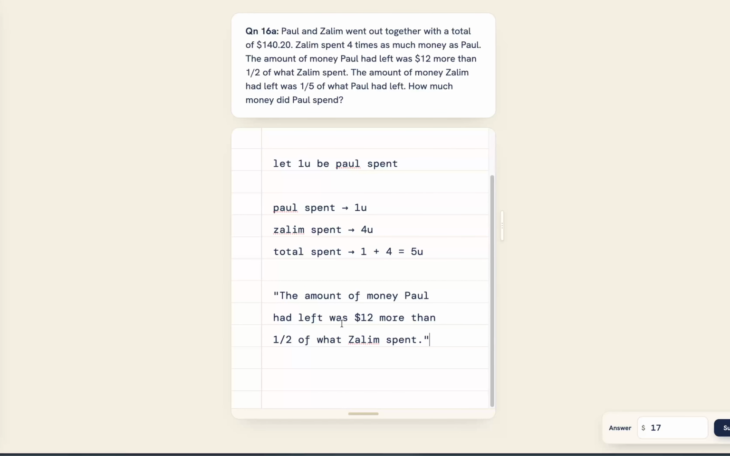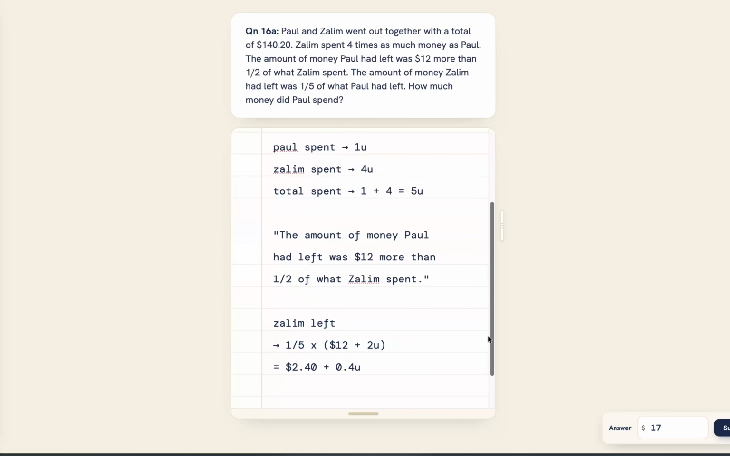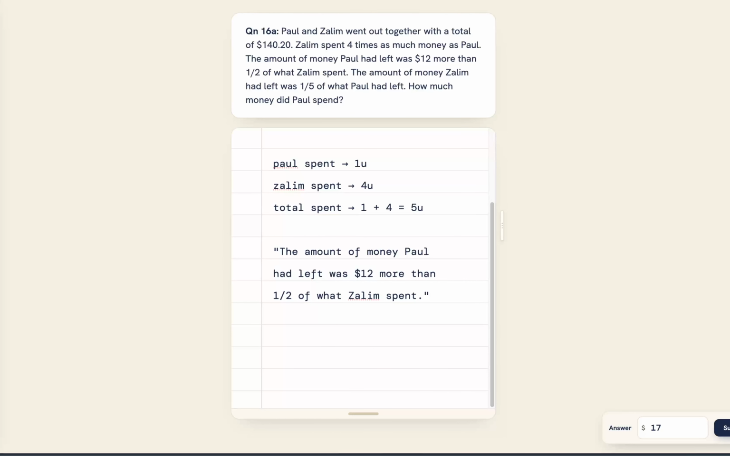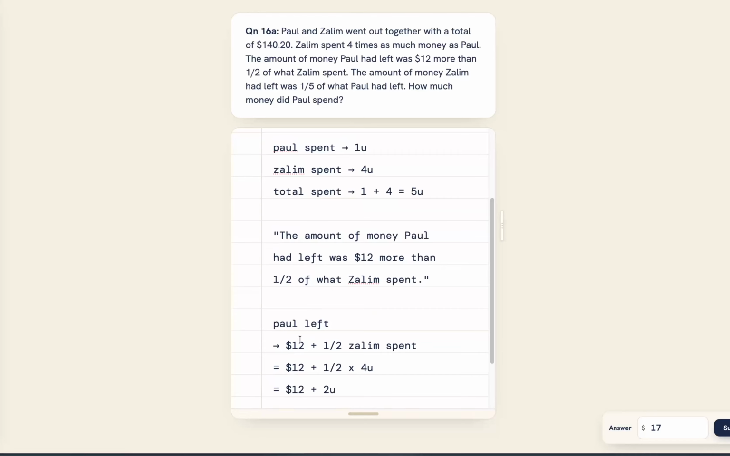The next statement says the amount of money Paul had left was $12 more than half of what Zalim spent. We know Zalim spent 4 units. Therefore, Paul left is $12 plus 2 units, because half times 4 units is 2 units.